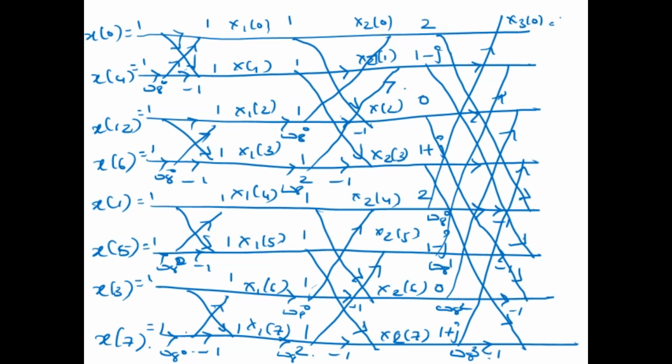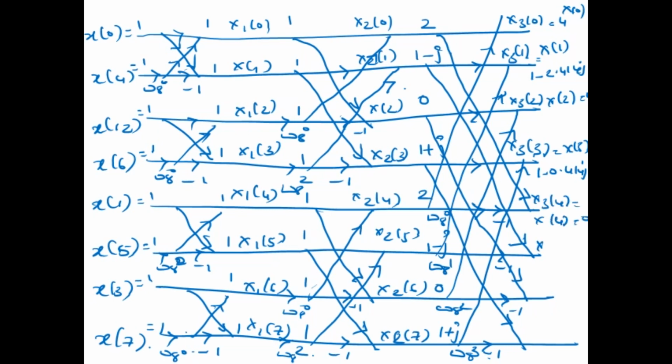X3 of 0 is equal to 4, which is also equal to x of 0. X3 of 1, or x of 1, we will write 1 minus 2.414j. Then x3 of 2 is equal to x of 2, which is equal to 0. x3 of 3, which is equal to x of 3, which is equal to 1 minus 0.414j. x3 of 4, which is equal to x of 4, which is equal to 0. x3 of 5, which is equal to x of 5. The answer will be 1 plus 0.414j. x3 of 6 is equal to x of 6, which is equal to 0. And x3 of 7 is equal to x of 7. Answer will be 1 plus 2.414j. This is the final answer for the given problem.